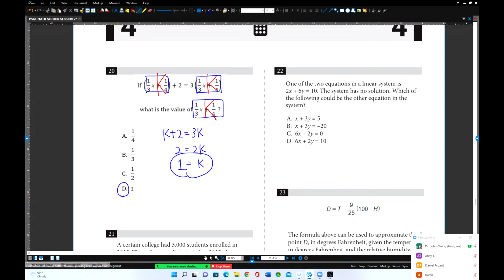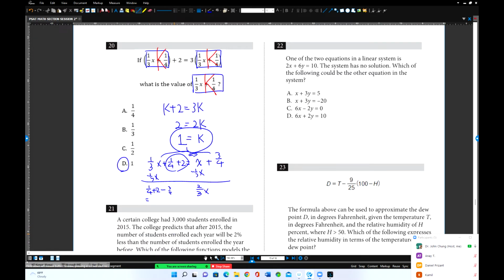Or you can find the value of X. Okay, expand this one. Maybe you can solve this one. 1/3 of X plus 1/4 and plus 2 equals 3 times 1/3 is what? X. Okay, and 1/4 times 3 is what? 3/4. Okay, so you can move this one to the other side. 1/3 of X minus 1/3 of X. You got what? 2/3 of X. After that, this one is about 1/4 plus 2, and we move this one to the left, negative 3/4, right? Negative 3/4. Okay?